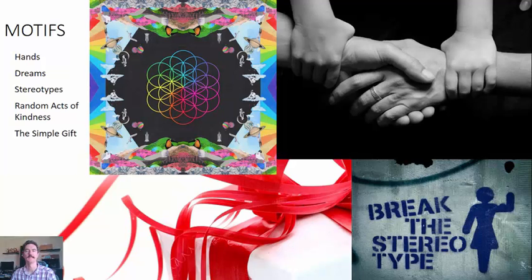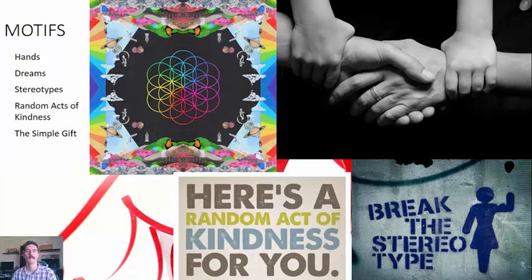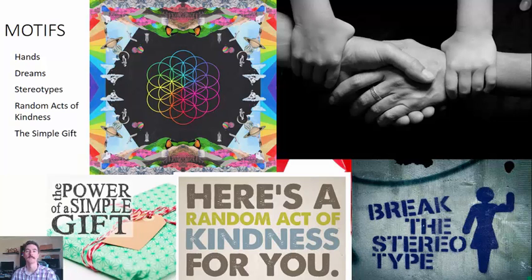Stereotypes are a big thing, and how those are broken down, especially in regard to homelessness in the book. Random acts of kindness is something that happens often. People, mostly strangers or people that know each other well, doing small acts of kindness that have a bigger impact on the people receiving them than the people doing them. And the last one is, of course, the simple gift, which is the key motif, as it's also the title of the book.